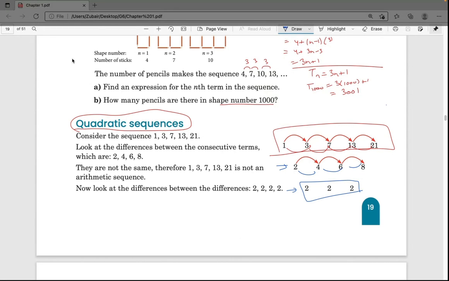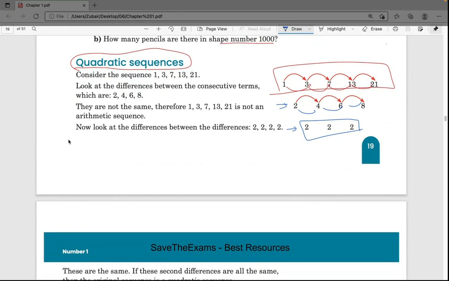Let's consider an example. If you see 9, 16, 25, 36. I can see that 16 and 9, the difference is 7. Then 25 and 16, the difference is 9. Then 36 and 25, the difference is 11. So this is known as the first difference. Now the second difference in both of these is 2. So this is our quadratic sequence.